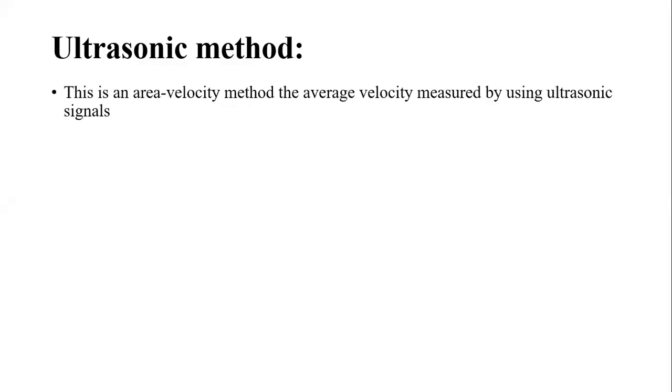So before going to that, I want to say here that this method is nothing but an extension of, or like, an area velocity method. This ultrasonic method is like an area velocity method, where for measurement of velocity, the ultrasonic signals are used. Here the area will be measured by our regular way, that is by dividing a section into a number of strips and finding the area of each and every strip. Isn't it? And for measurement of the velocity, here we use ultrasonic signals. So how are they used?